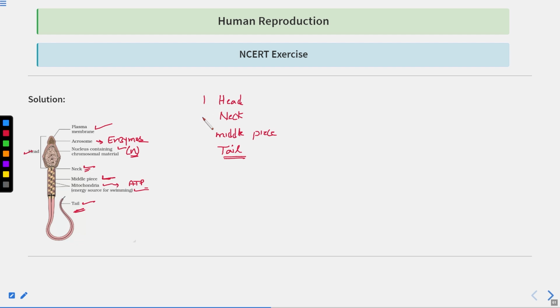Clear? So these are the 4 parts of the sperm. And you should know the functions of each part of the sperm. You should know the function of the acrosome, the function of the mitochondria, and the function of the tail. Clear?